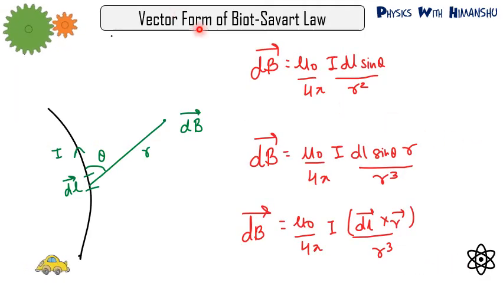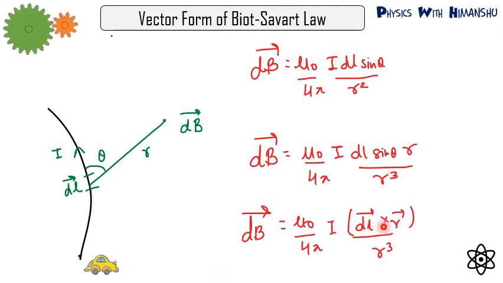So next is vector form of Biot-Savart's law. So we have already derived this formula that dB is mu naught by 4 pi I dl sine theta by r square. Multiplying by r on both numerator and denominator, we can write dl r sine theta to be dl cross r, because dl is length vector, r is displacement vector, theta is angle between them. So AB sine theta is A cross B. So dl r sine theta will be dl cross r. Please remember, it cannot be r cross dl. The formula is dl cross r. So this is vector form. The dB is equal to mu naught by 4 pi I dl cross r divided by r cube.